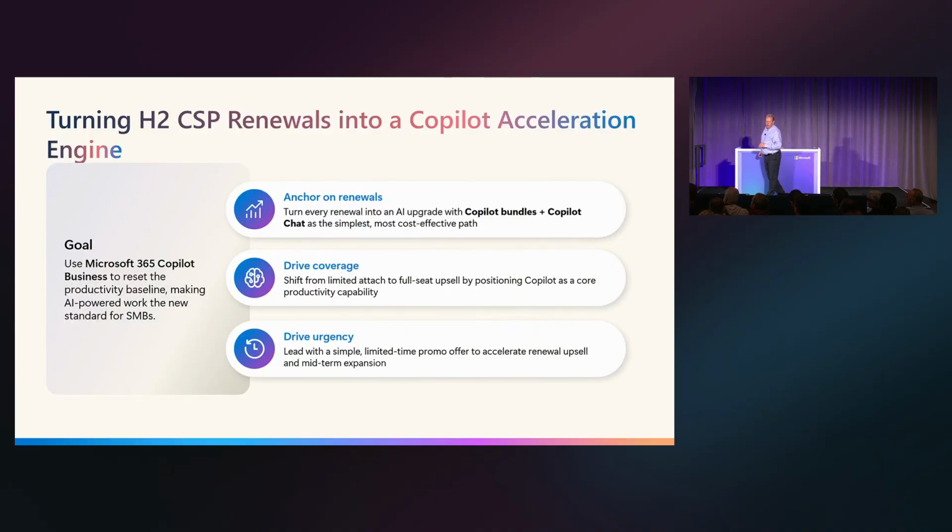These new offers provide a great opportunity to turn CSP renewals over the next few months into a Copilot acceleration engine. By anchoring on renewals, driving coverage by positioning Copilot as a core productivity capability, and then driving urgency through promotion, we're equipping you to drive accelerated growth over the balance of the fiscal year.